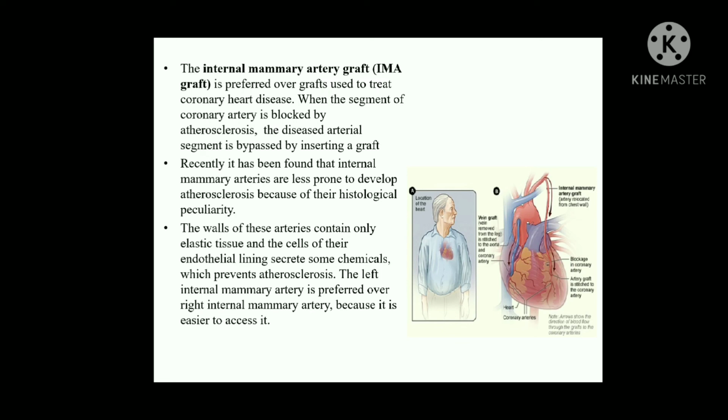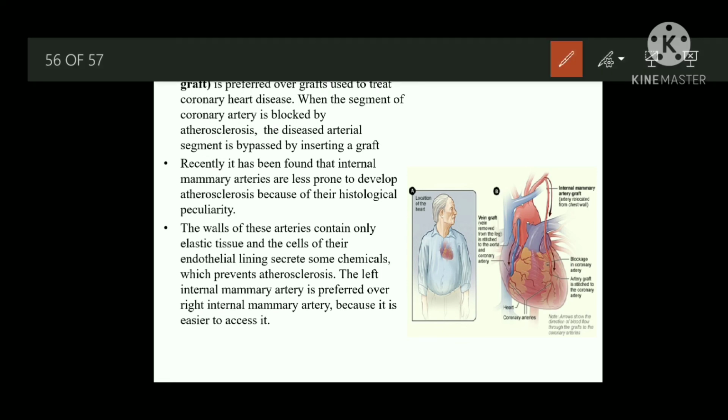The internal thoracic artery, mostly of the left side, is also preferred as a graft to treat coronary heart disease. When the segment of coronary artery is blocked by atherosclerosis, the arterial segment is used for bypass. Mostly they are using great saphenous vein but also use left internal thoracic artery. Recently, it has been found that internal mammary arteries are less prone to develop atherosclerosis because of their histological peculiarity.